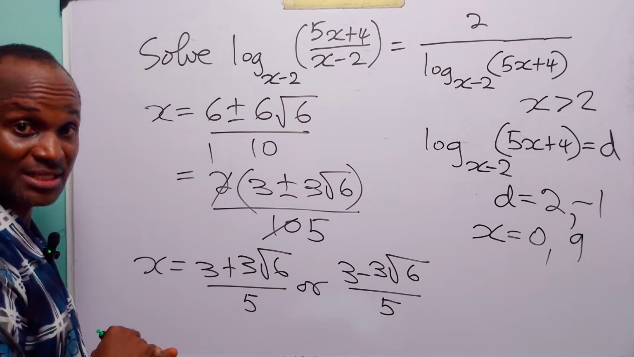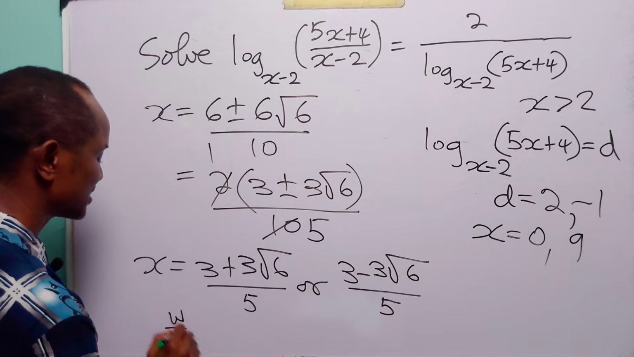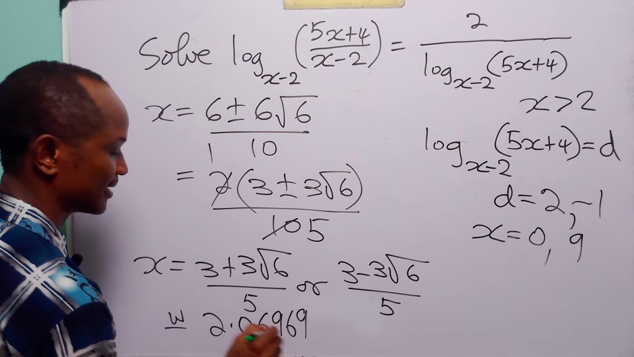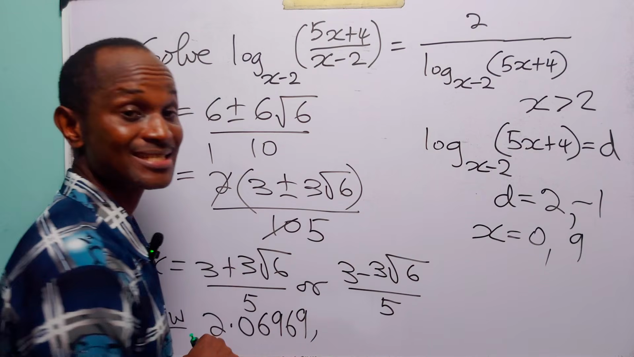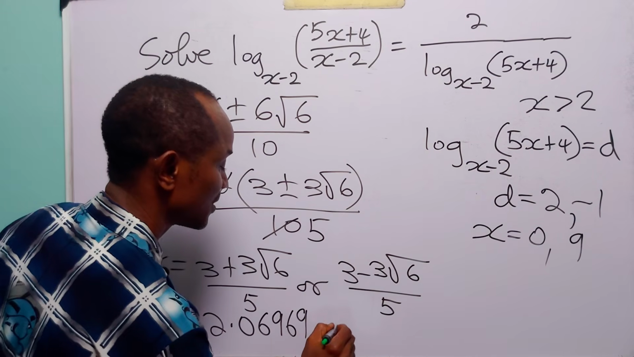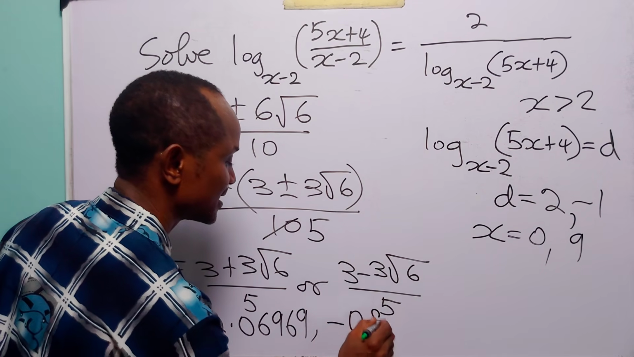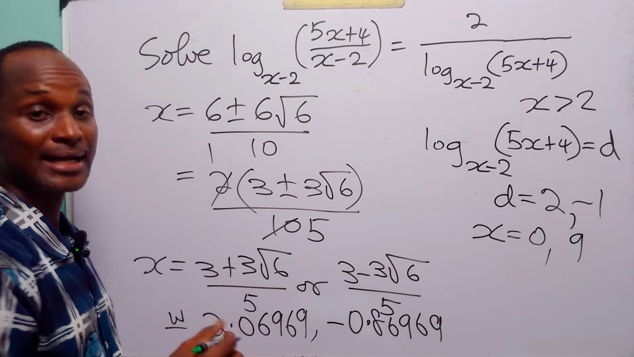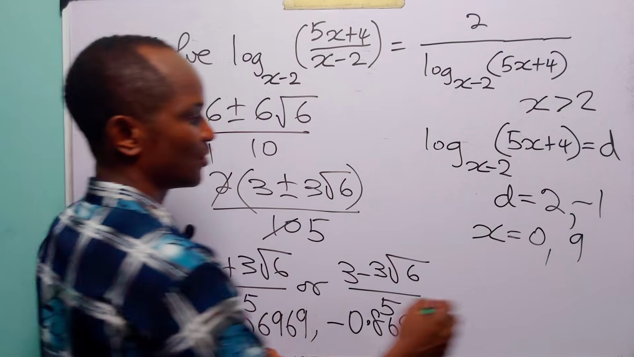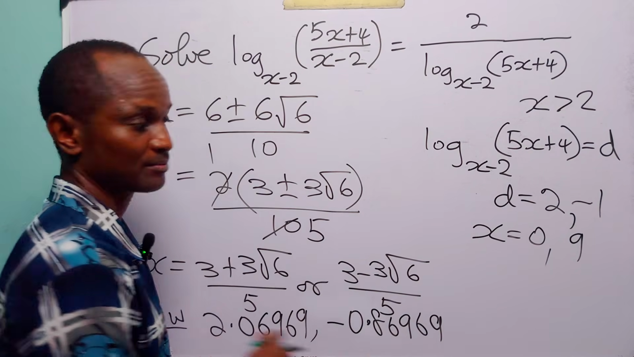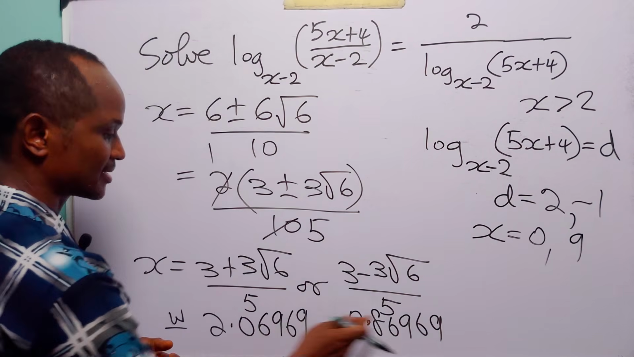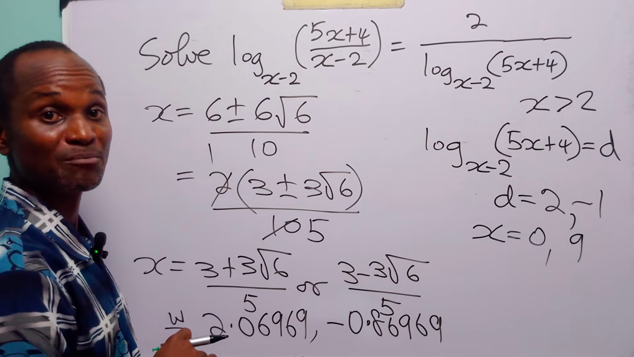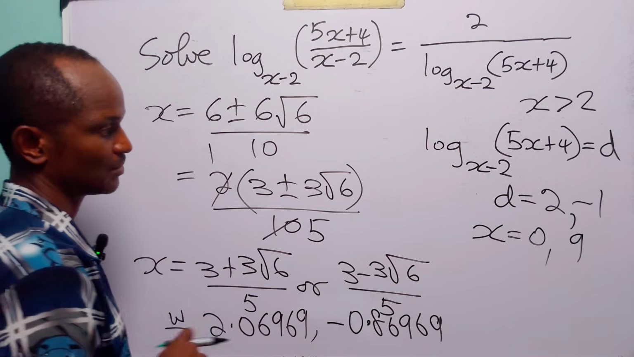Now, with a calculator, this value of x is approximately equal to 2.06969, while this value of x is approximately equal to minus 0.86969. Now, we have four values of x. We have that x is equal to 0, 9, this or that. Let us go back to this constraint. We have that x must be greater than 2.